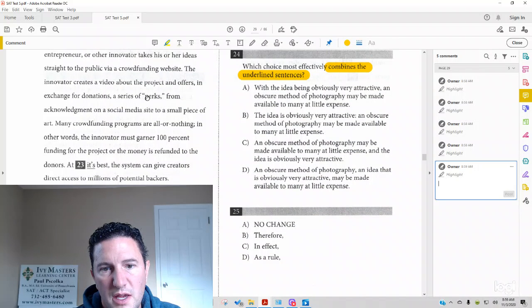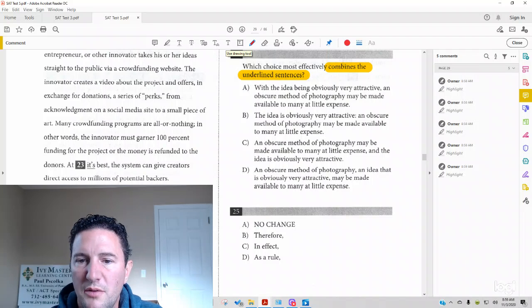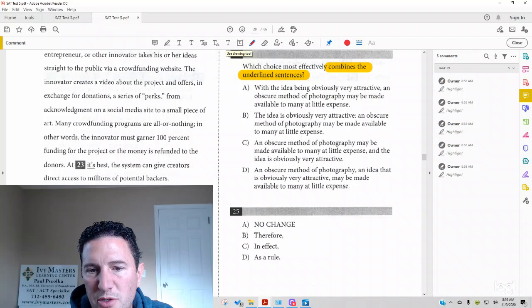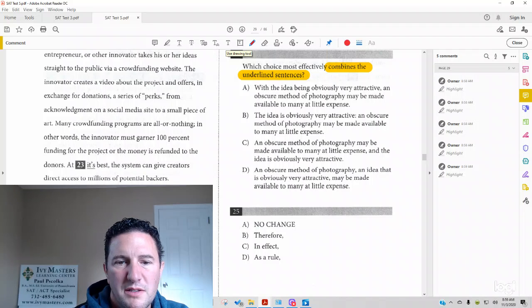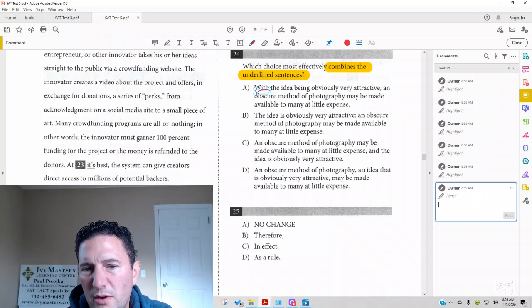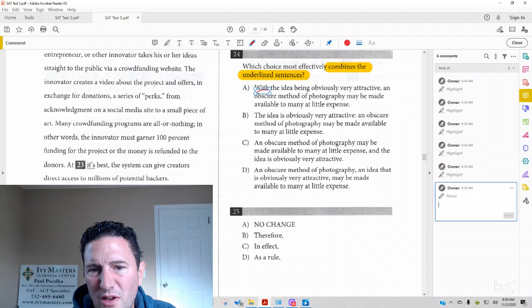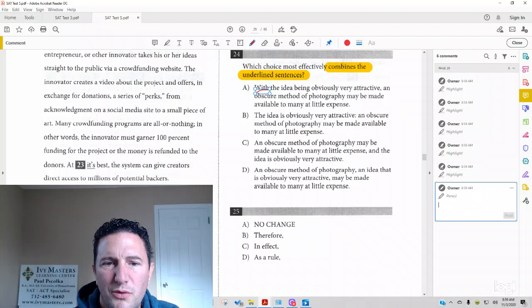Answer choice A. With the idea being obviously very attractive, an obscure method of photography may be made available to many at little expense. The word with that starts off here, it makes for a little bit of an awkward sentence. So we're going to continue to look for answers for number 24.